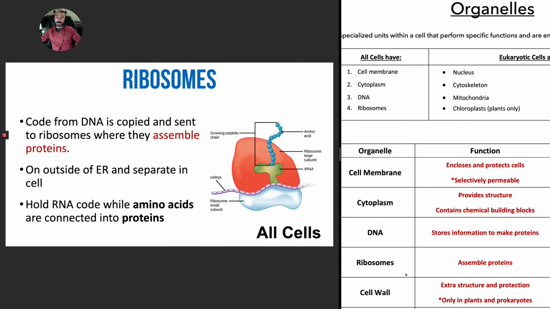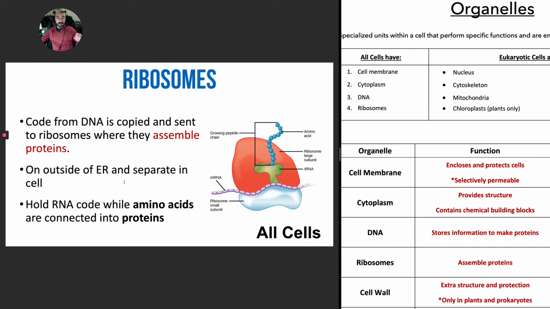Now, ribosomes. This is the last of the 4 things that every cell has. So hopefully these are all familiar. Ribosomes, like we said before, are what assemble proteins. And so what happens specifically is that the code from the DNA is copied and that gets sent to the ribosomes where they start to assemble the proteins. They start linking amino acids together, which are what proteins are.